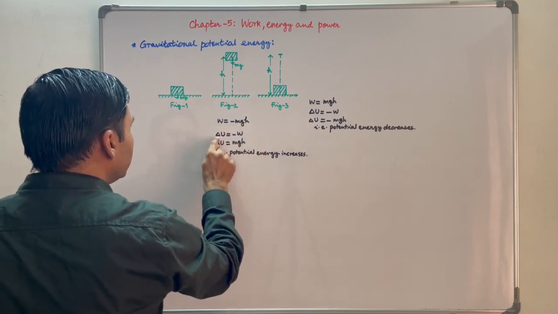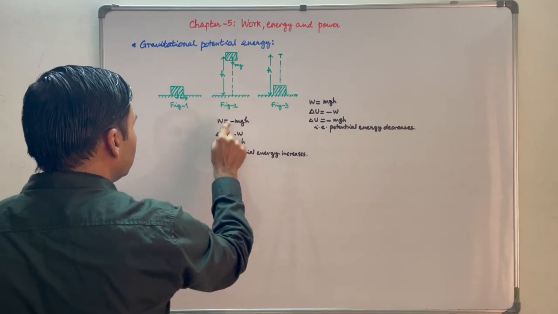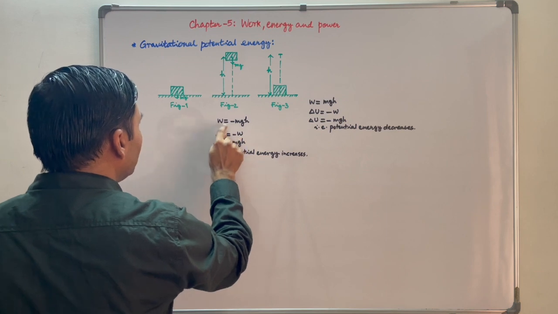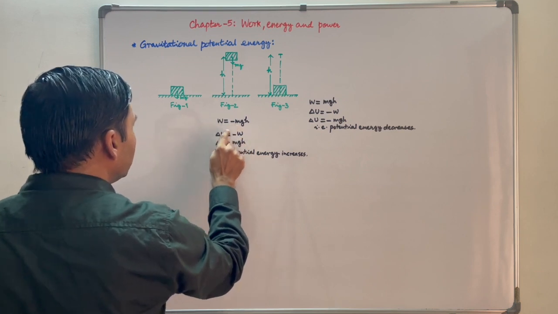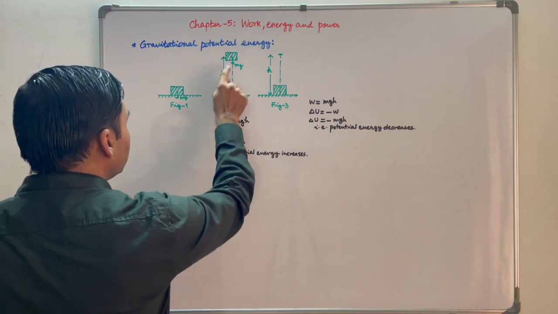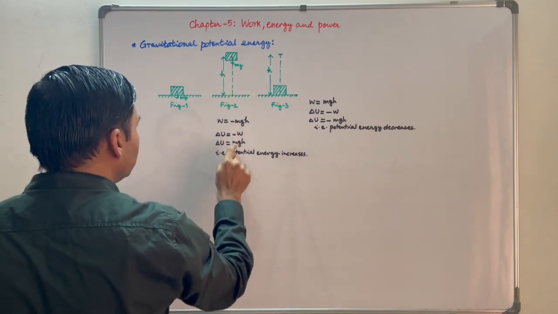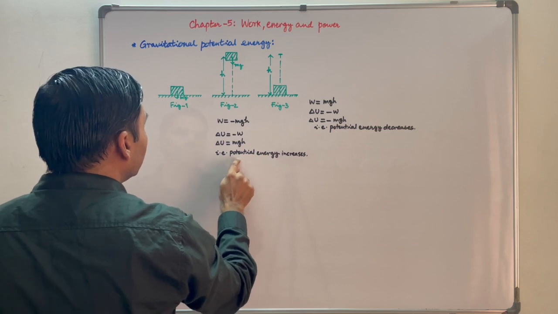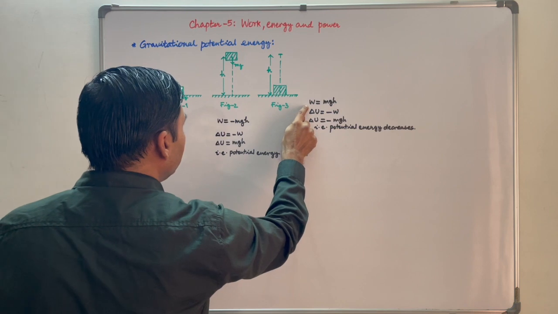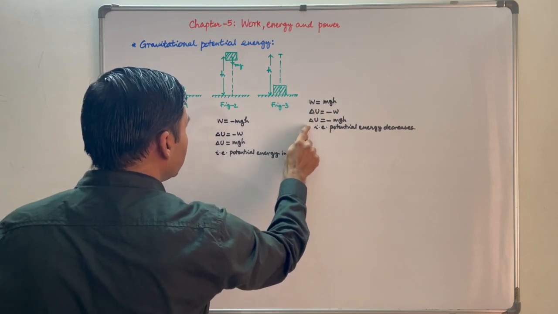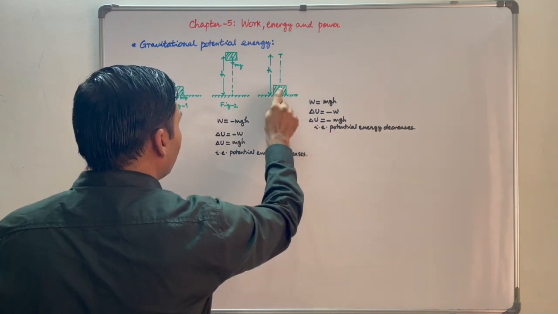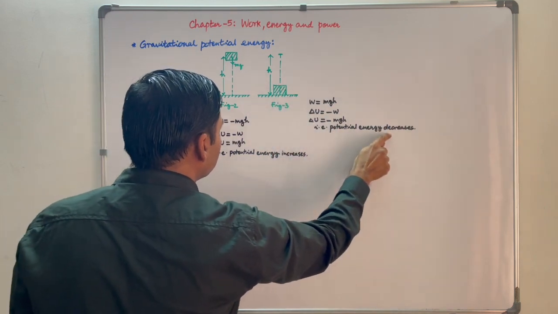Change in potential energy of the block-earth system is equal to negative of work done by the conservative force. Put W is equal to minus mgh. So delta U is equal to plus mgh. That is, potential energy of the block-earth system in this case will increase. Similarly, if the block descends through a height h, work done will be positive and change in potential energy will be negative. That is, potential energy of the block-earth system in this case will decrease.